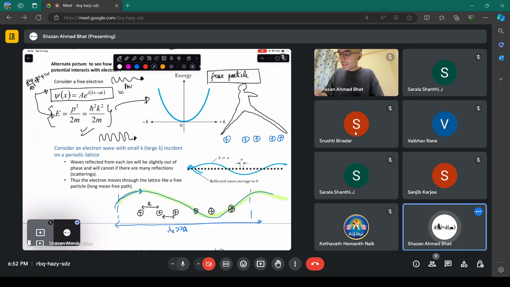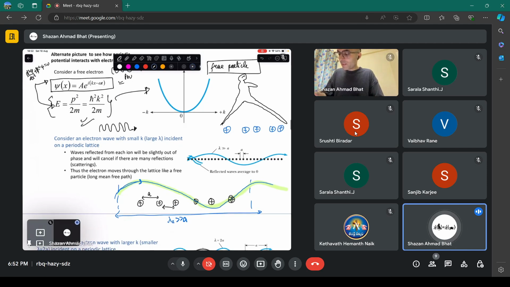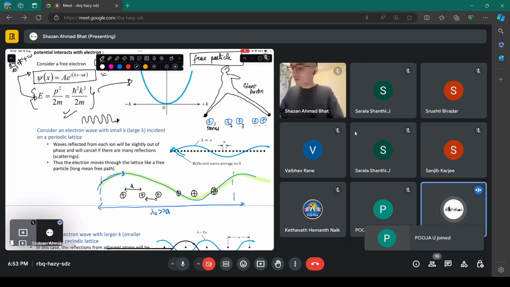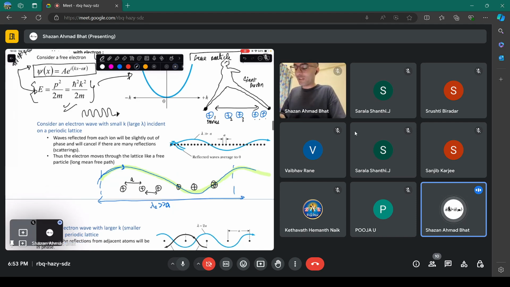Let's say this is some weird giant person, and the giant person is trying to get through these stones. These are stones: stone one, stone two, three, and so on. If the giant person directly puts one foot here and the other foot over, I don't know how many stones, it's not going to matter what is in between. Similar thing happens for an electron. It's very weird, but a similar thing happens for an electron.